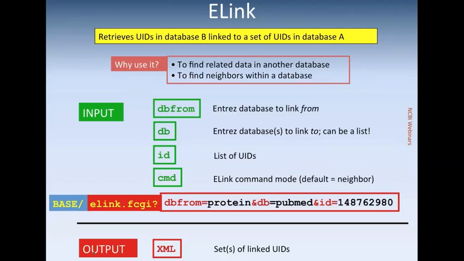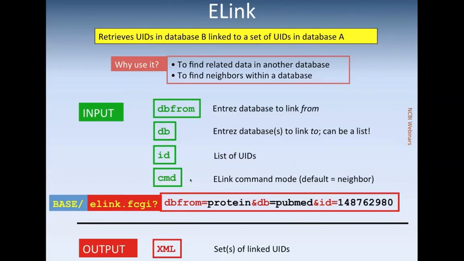So that's the DB from parameter. There's also a DB parameter, which is the database that you're going to, the destination or target database. So this could be protein in my gene to protein example. You then provide, again, a list of IDs. So this is just like summary and fetch, and then it needs the set of IDs in which database? The DB from database, right? Because that's where you're starting, right? So you give it the set of IDs in the beginning database, the DB from database, and then you get IDs back from the target database, DB.